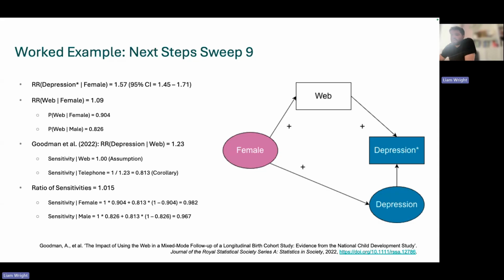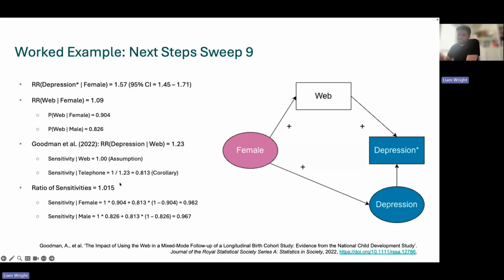So we can take the information on the prevalence of being in the web mode according to being male or female, and we can use the results of a mode effect experiment. Here I'm just using the results of a mode effect experiment, the age 55 NCDS experiment, to convert these into sensitivities. So we can assume that, say, all people with depression in the web mode will report having depression, whereas in the telephone mode, using the results of this Goodman study, we'll say that 81% of those people with depression will report that in the telephone survey.